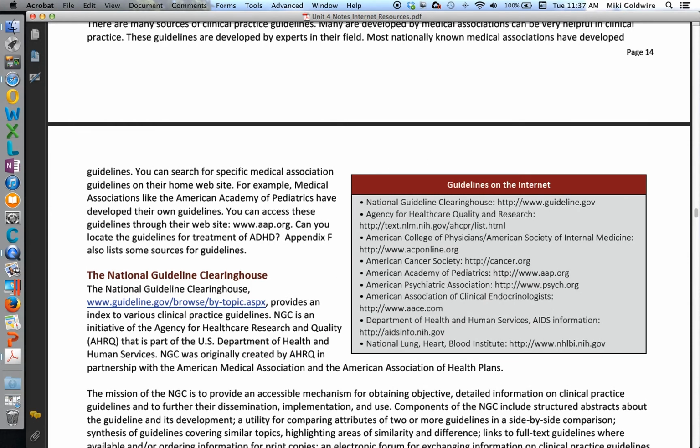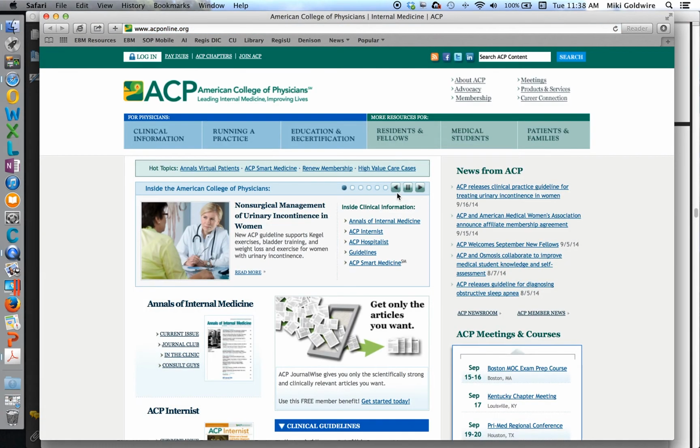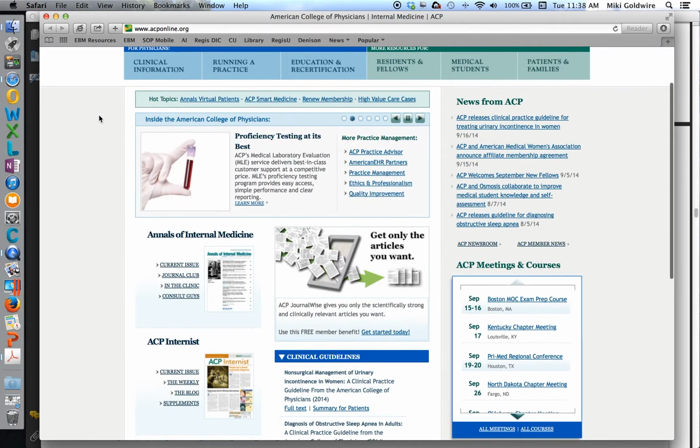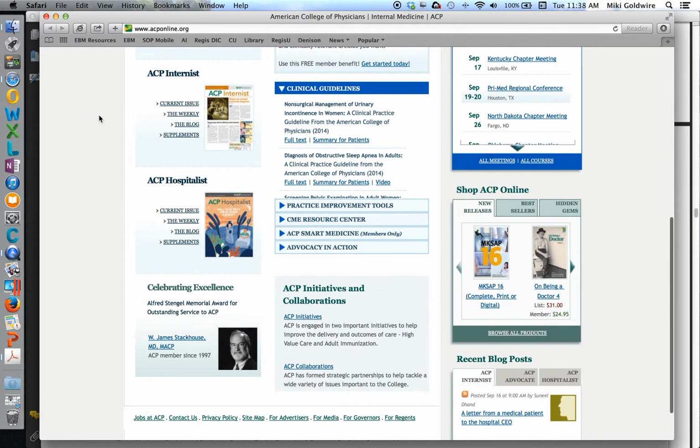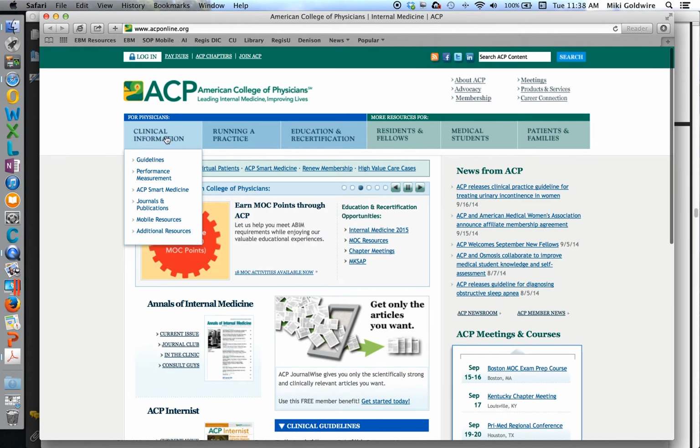So here's some examples of guidelines on the internet. For example, let's just go to the American College of Physicians, American Society of Internal Medicine. I would just take a look at the overview of the website. And I would probably go under clinical information, and I do notice one of the first choices is guidelines.